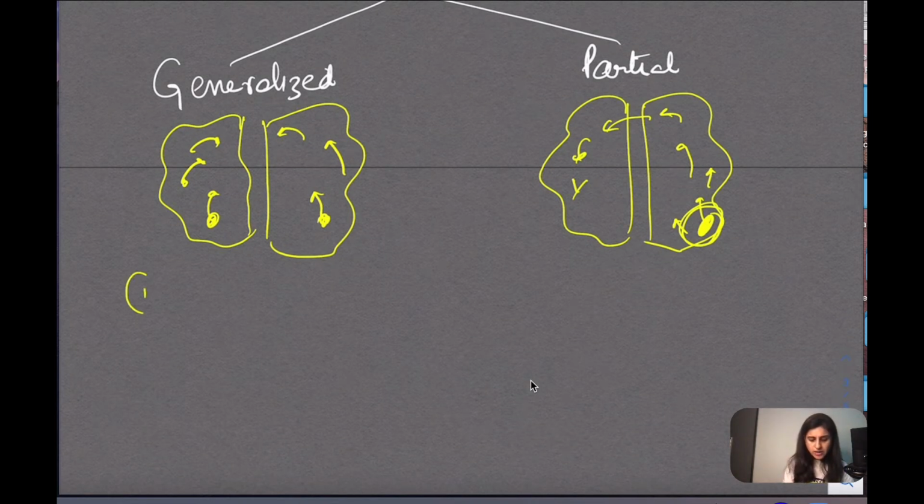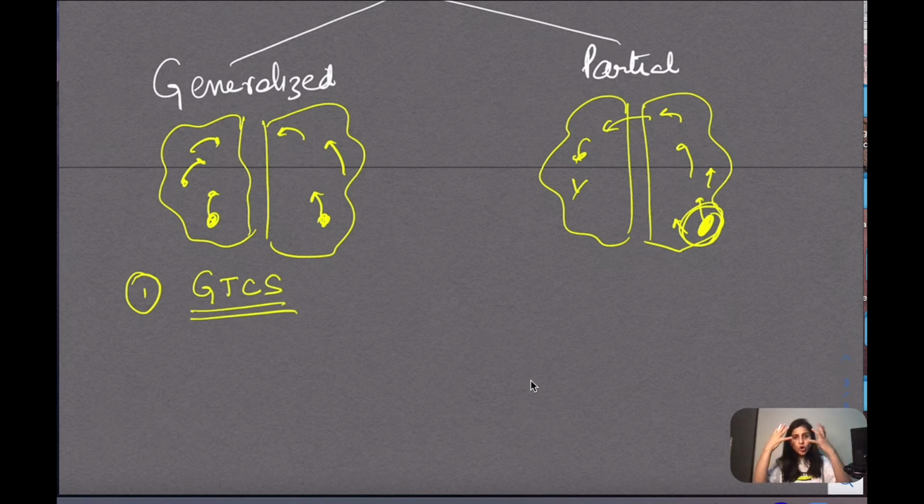And the common ones we have are the generalized tonic-clonic seizures. This is one very common type of epilepsy. The whole body is involved, there is tonic, meaning the body becomes very stiff, muscles become stiff. And clonus is like convulsions. So there is generalized tonic-clonic seizure. You can see the patient having generalized tonic-clonic seizures.